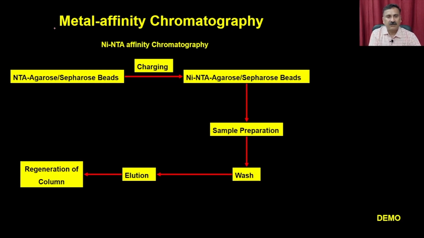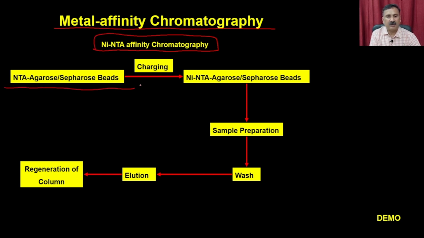Then you could also use another affinity chromatography, which is called metal affinity chromatography. In metal affinity chromatography, we are going to discuss nickel NTA affinity chromatography. First, what you have to do is prepare the column with the help of a step which is called the charging step.